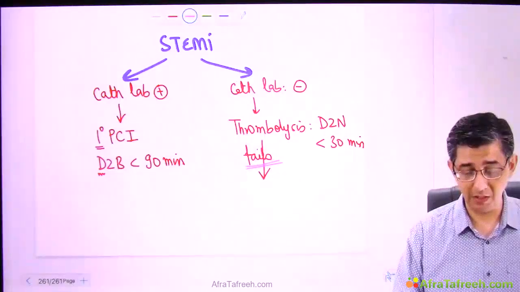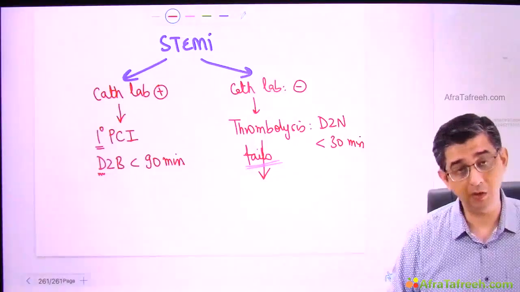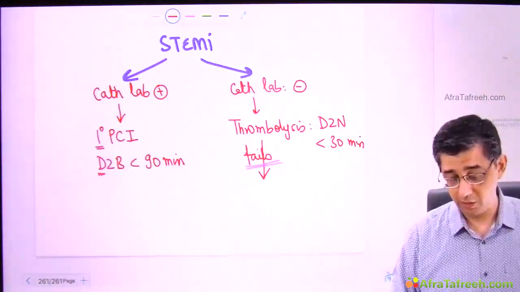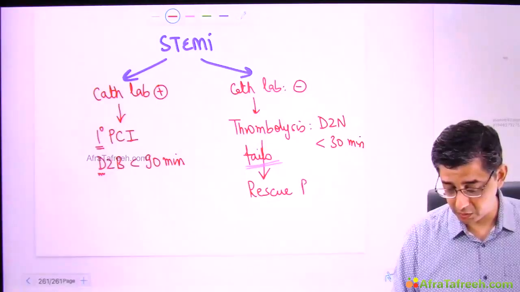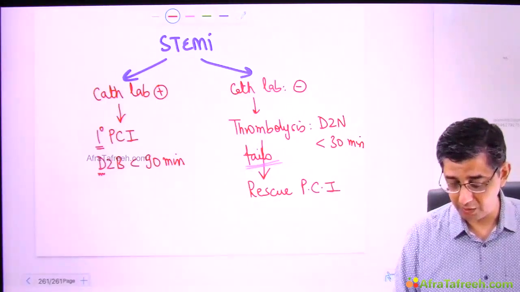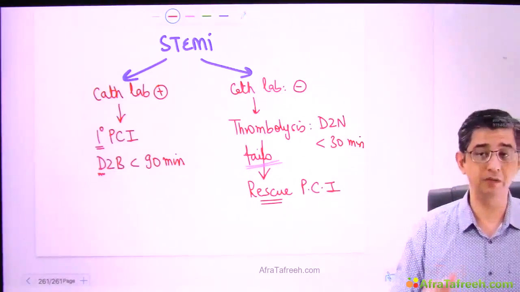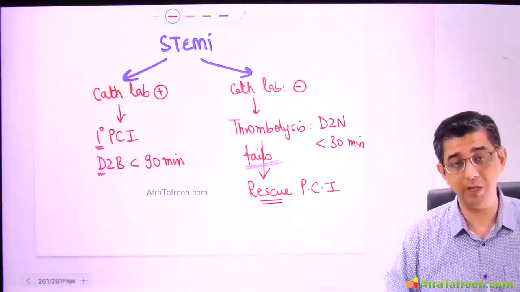There's a persistent ST elevation present in the person, so I will have to refer him to a cath lab equipped hospital, or I have to ensure that the interventional cardiologist comes now. So in those circumstances, we will now be doing what is called rescue percutaneous coronary intervention. And as I've already explained to you, rescue is going to be done within 90 minutes, not from entry into the hospital, but from thrombolysis infusion.